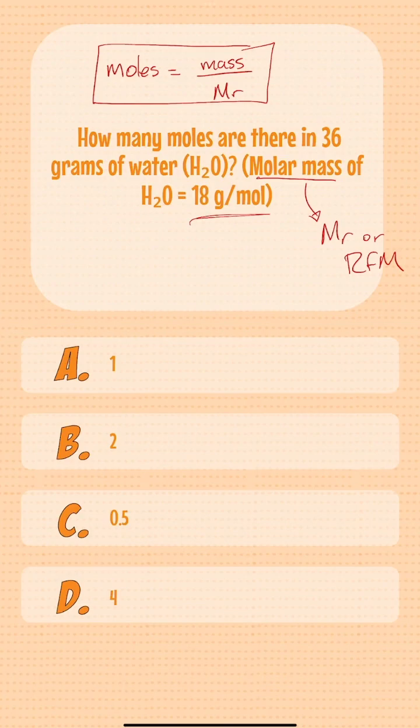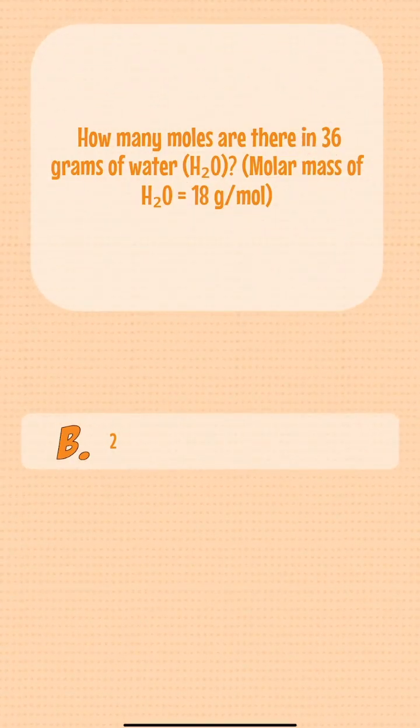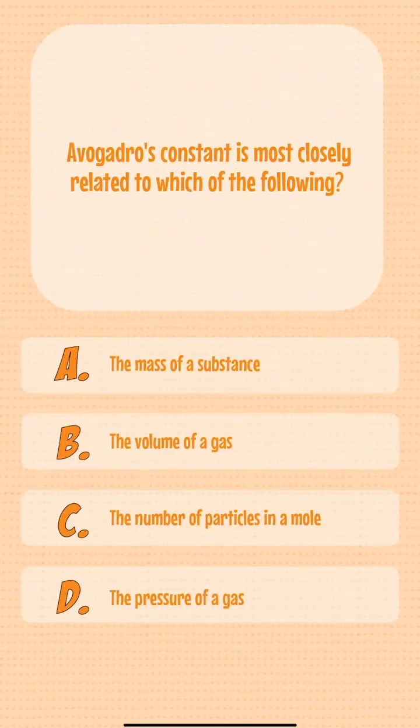Yep, that's correct. B is the answer. So what you do here is mass over Mr. We've got the mass here as 36 and the Mr as 18. So you do 36 over 18, which is 2. 2 moles is the answer. Well done, guys. Next one.